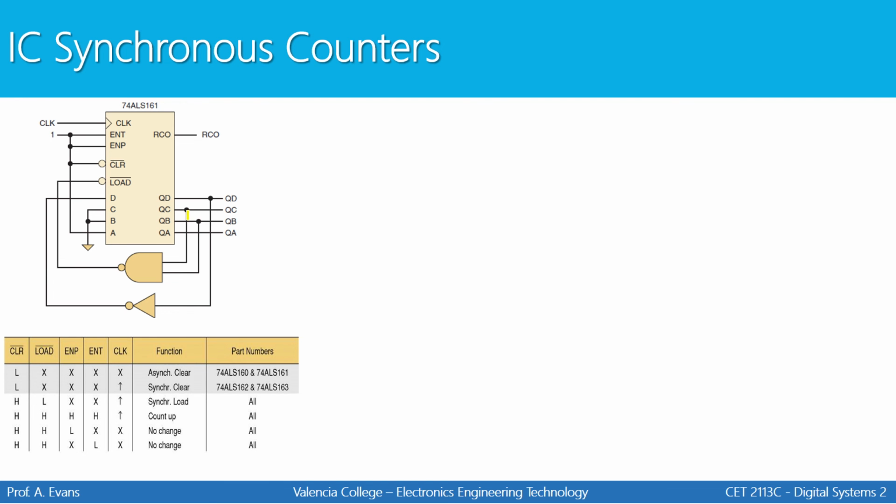However, let's take a look at what's going on with the wiring here. I can see that QD is inverted and then sent back to this D input. I can also see that QC and QB are going through this NAND gate and being fed to the load input. The enables are all high, so I know it's enabled to count. The clear input is also connected to high, so I'm never going to clear it using that input.